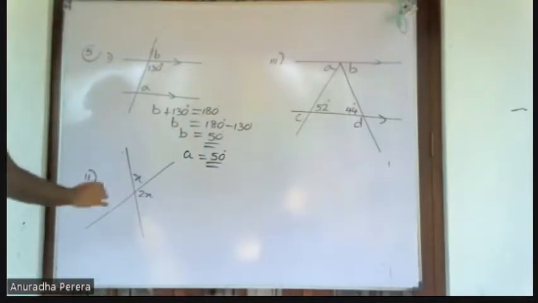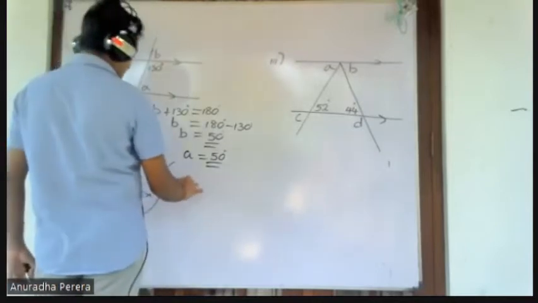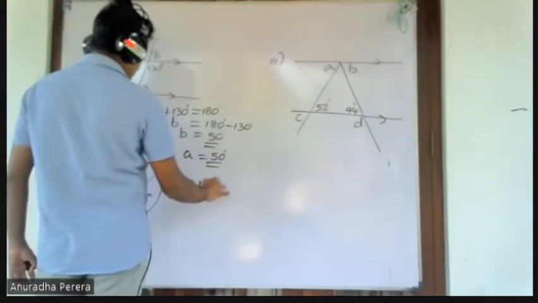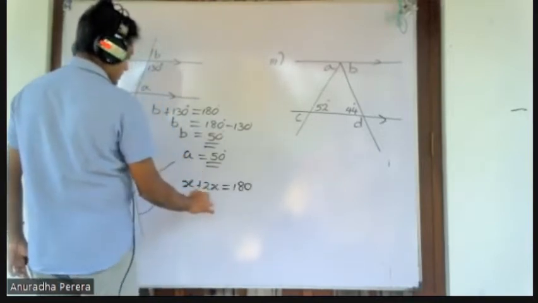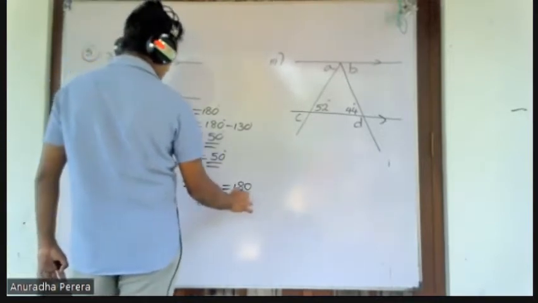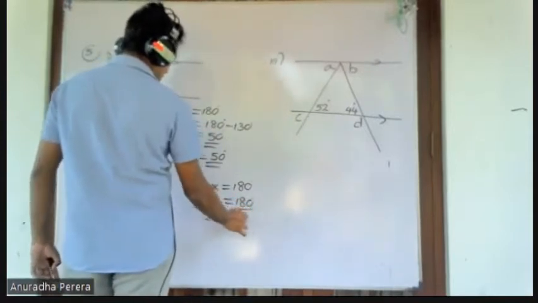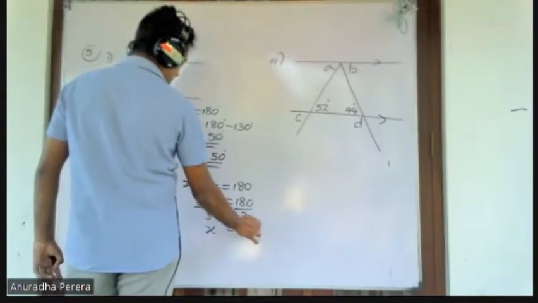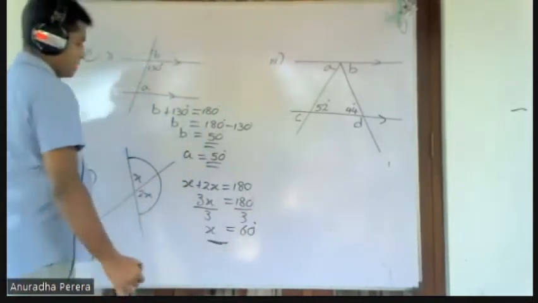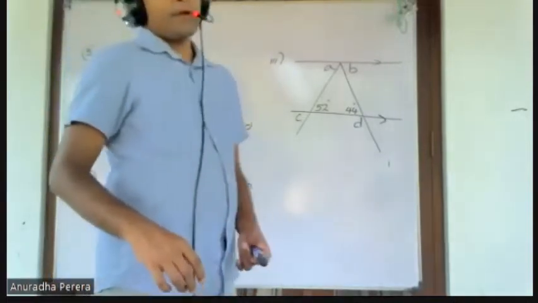Next one, sum of these two is equal to 180. x plus 2x is 180. 3x is 180, divided by 3. x is 60 degrees. Next question.